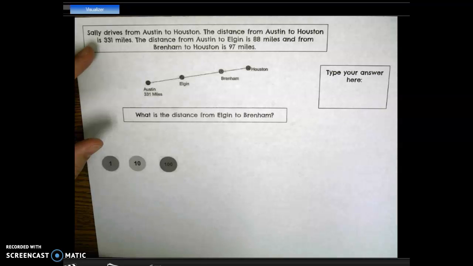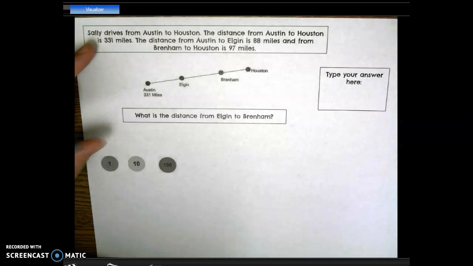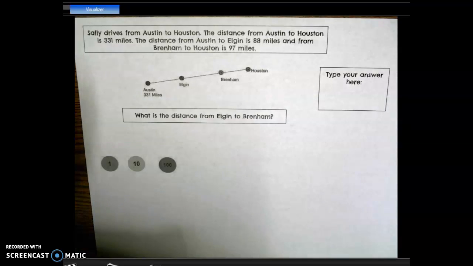All right, let's go over this first question. This question was a little tricky, but you're going to see something similar to this again tomorrow, and then you're going to see something similar to it on your test on Thursday. So let's talk about this problem and work through it.